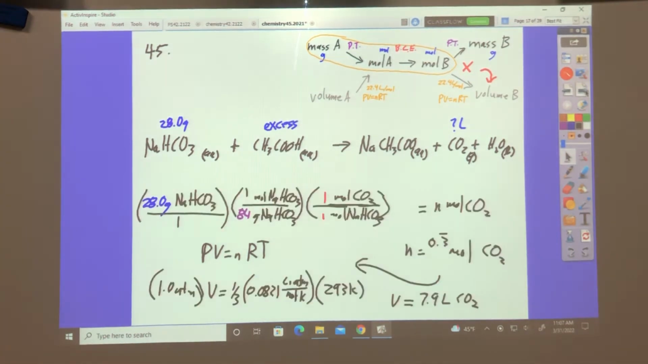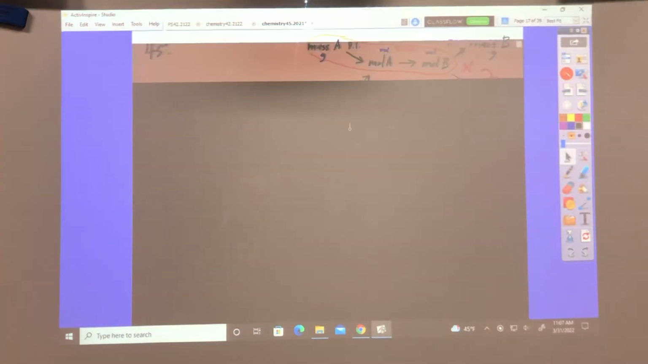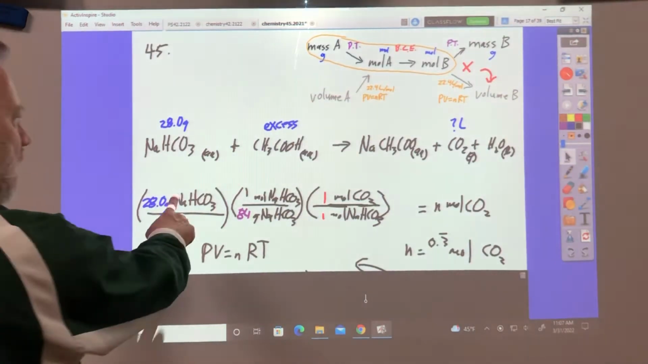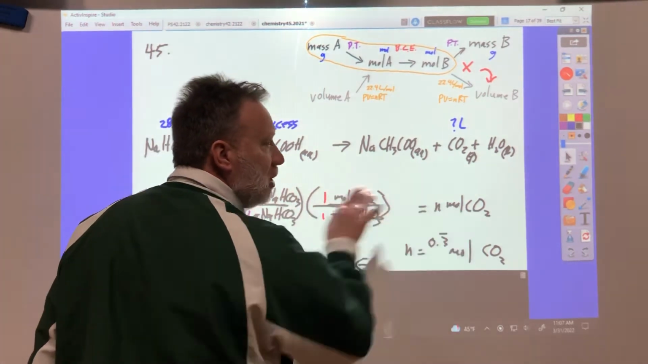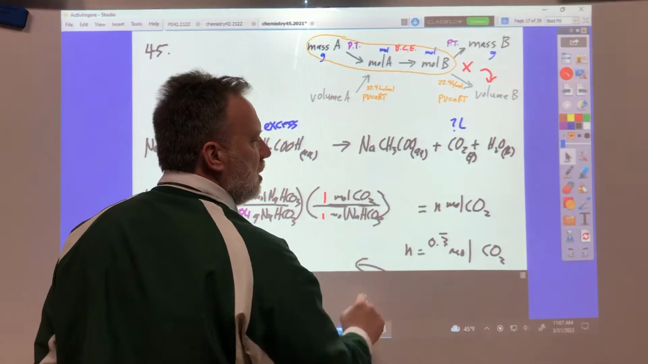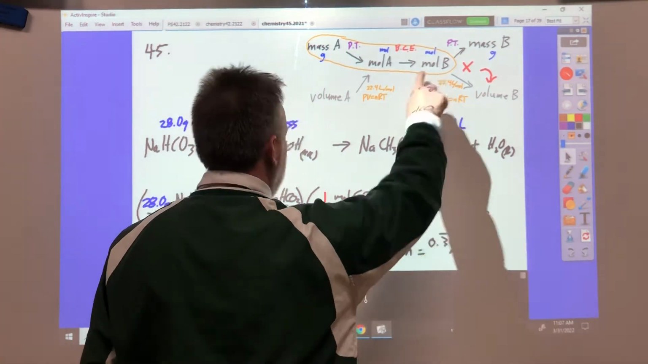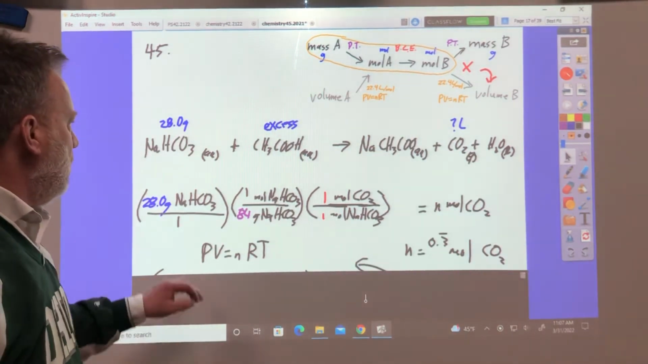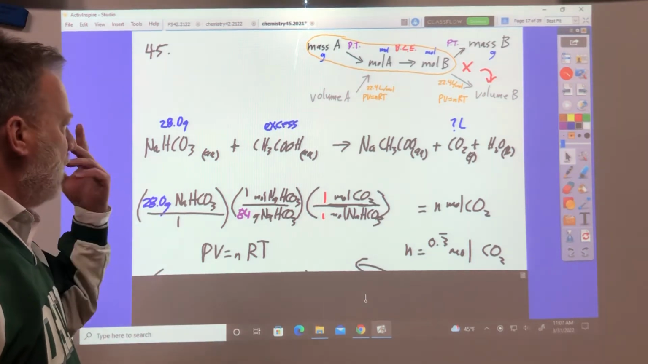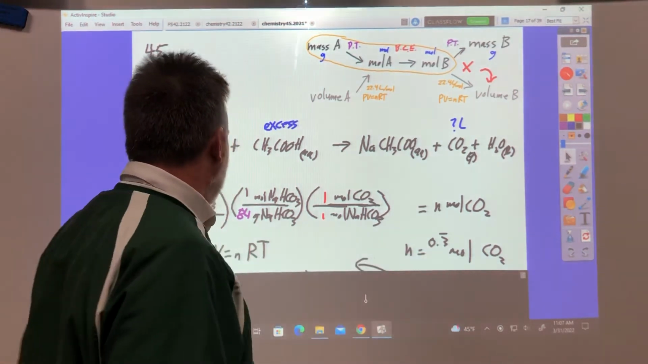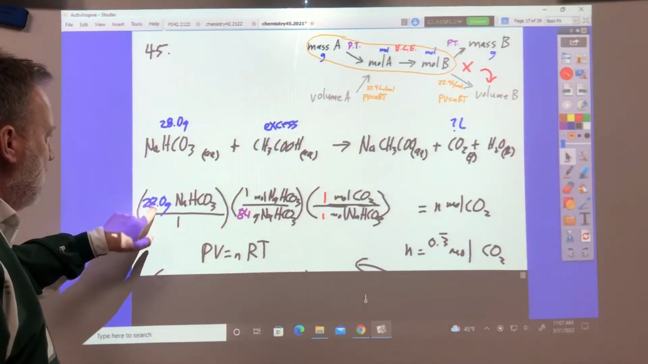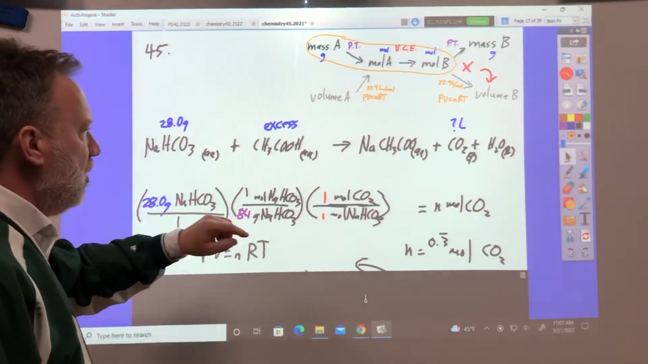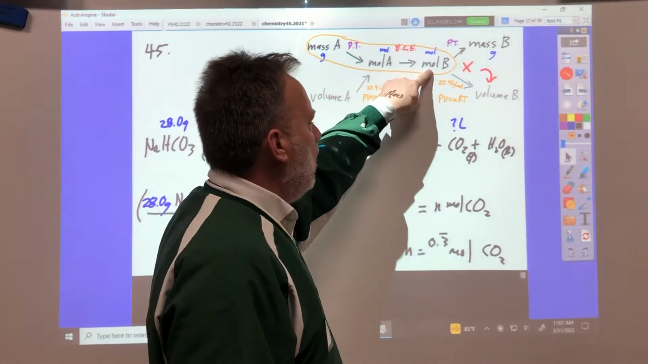So if we look here, grams to moles sodium bicarbonate to moles carbon dioxide, stop. Use N, moles of carbon dioxide, N is equal to a third, basically. 28 divided by 84, that's a third. You can just take 3 times this, you get 84. So we have a third of a mole.